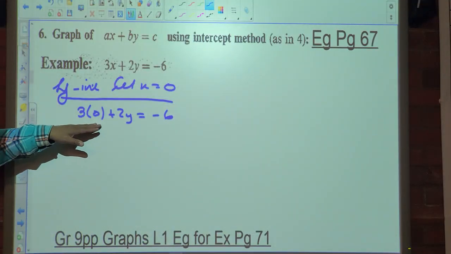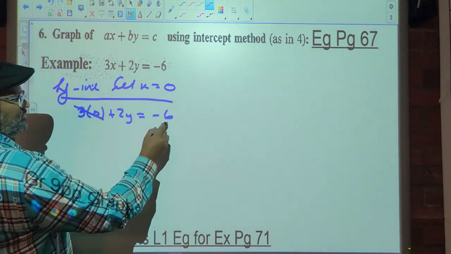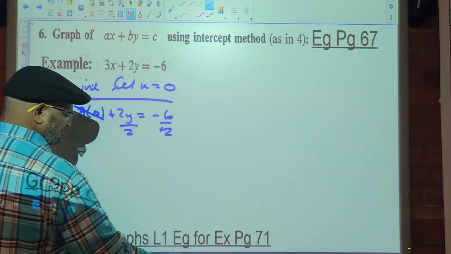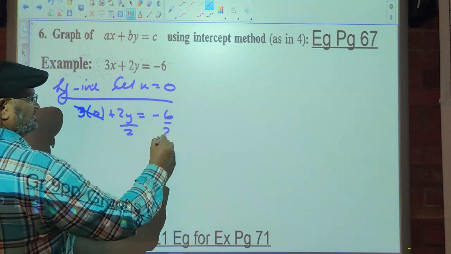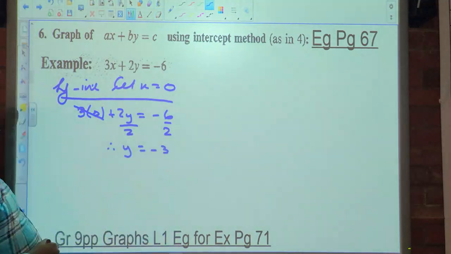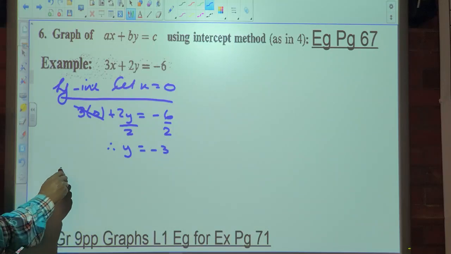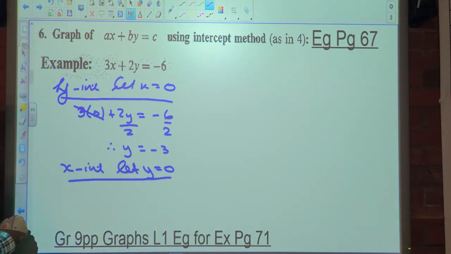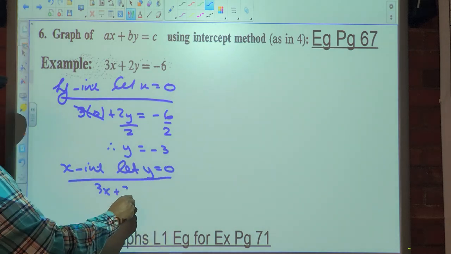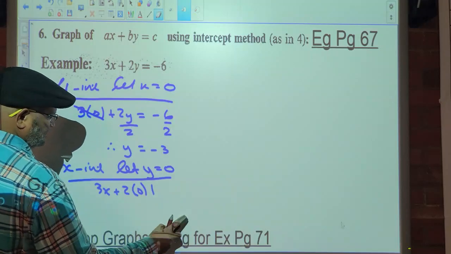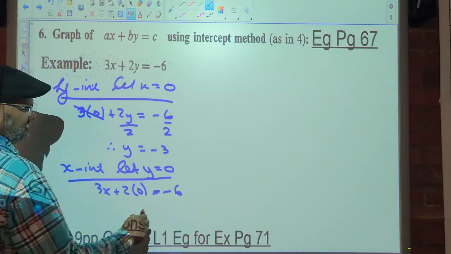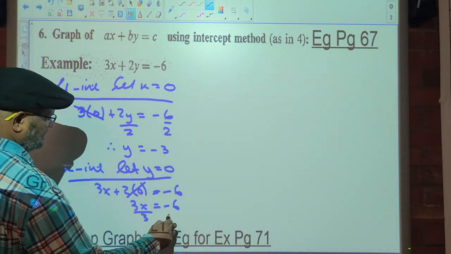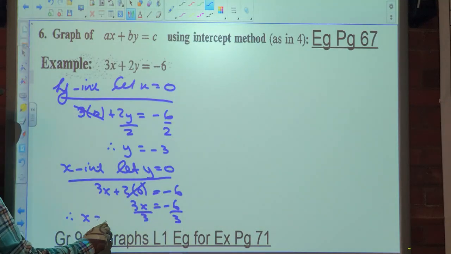What is 0 times 3? 0. So I got 2y is equal to negative 6. How do I get y on its own? Divide by 2 both sides. Okay. So therefore, y is equal to negative 3. Now we go x-intercept. What do you do for x-intercept? Get y equal to 0. So you have 3x plus 2 times 0 equals negative 6. So that's gone. So 3x is equal to negative 6, divided by 3. So therefore x is equal to negative 2.